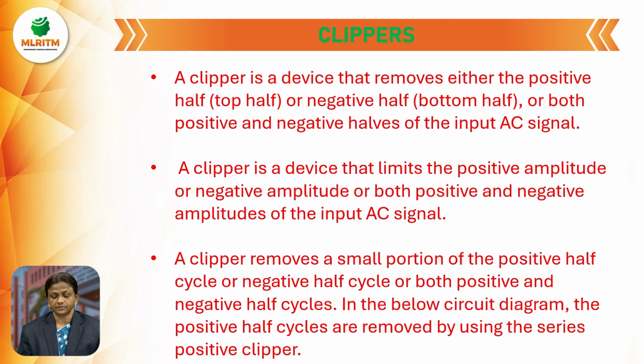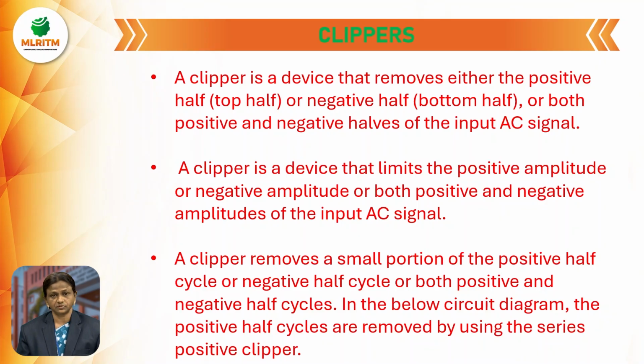So what is meant by clipper? A clipper is a device that removes either the positive half cycle, or the negative half cycle, or both the positive and negative half cycles of the input AC signal. A clipper removes a small portion of the positive half cycle, or negative half cycle, or both, of the input signal.